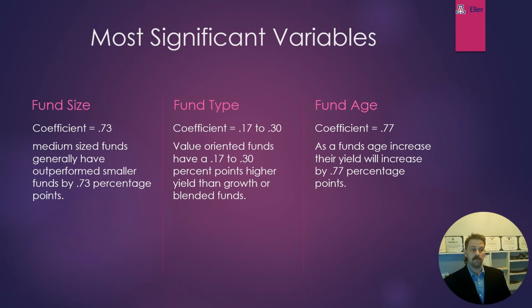For instance, medium-sized funds generally outperform smaller and larger funds by 0.73 percentage points. Value-oriented funds are going to be outperforming growth and blended funds by 1.17 percentage points to 0.3 percentage points. And we also found that fund age is fairly important as well. As the fund gets older, their yields are going to increase by 0.77 percentage points.